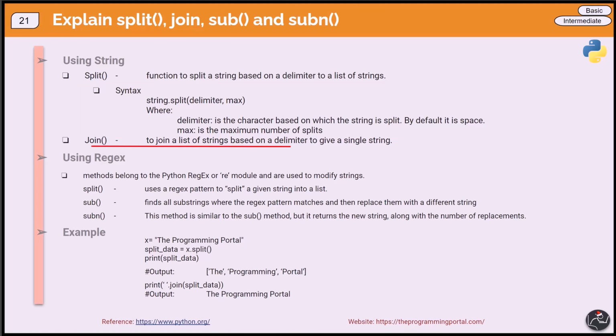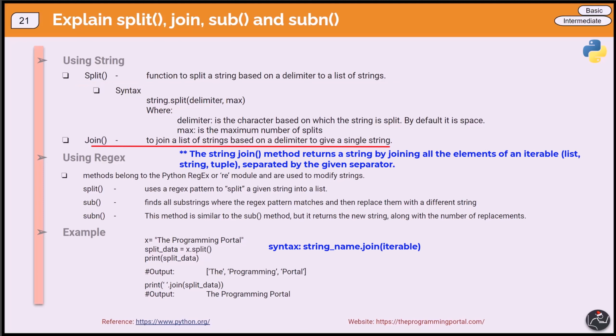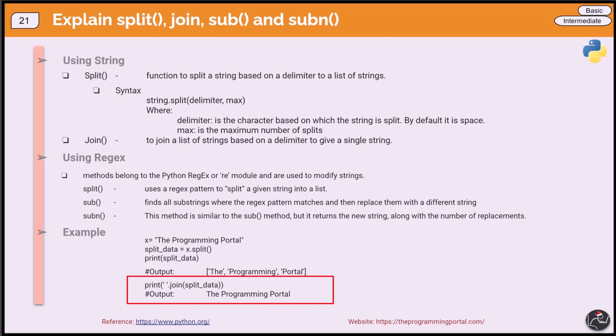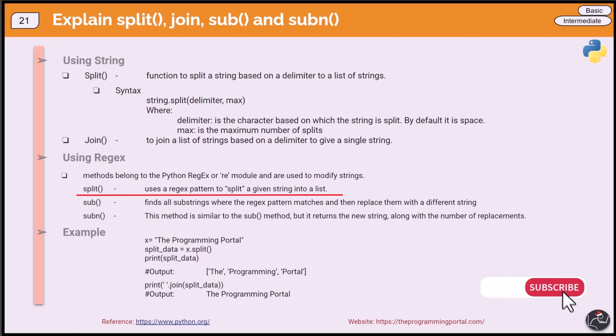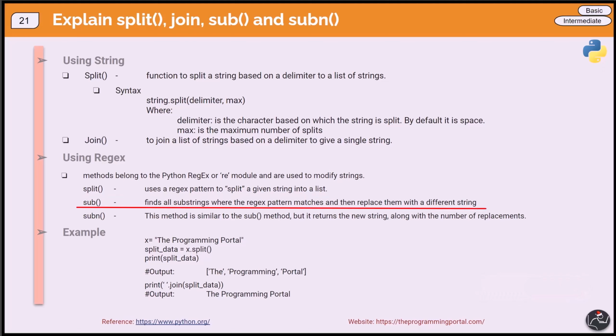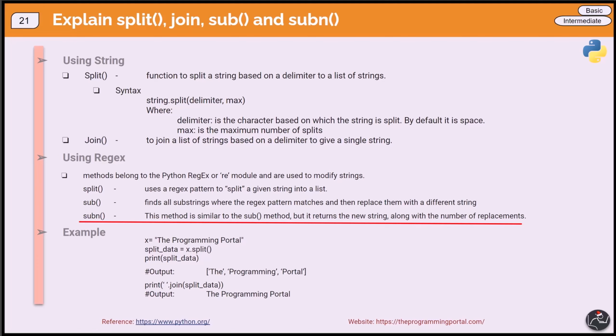Next we have join. So when you want to join a list of strings based on a certain delimiter to give you a single string. It is the inverse of what we do with split. Split splits the string and join will join the string back. We also have regex, or you can say regular expression in Python, and for that we have the re module. It also has a split function, which is the same thing. You want to split something based on some regex pattern. Next we have sub. It means find all substrings where the regex pattern matches and replace with some different string. And lastly we have subn, which is similar to sub, except subn also returns how many replacements it has done.